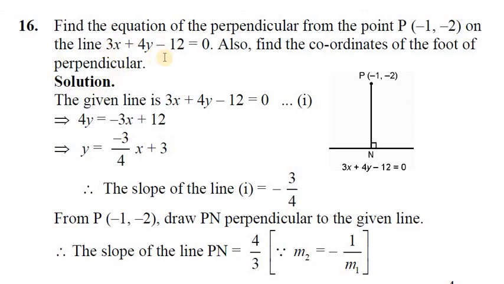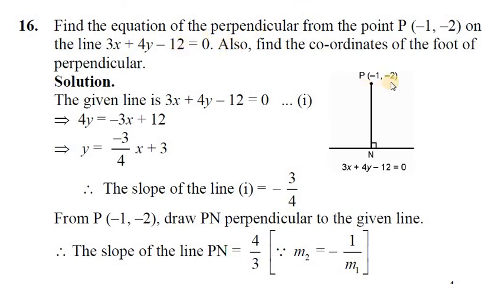Find the equation of the perpendicular from the point P(-1, -2) on the line 3x + 4y - 12 = 0. Also find the coordinates of the foot of the perpendicular. In this context, we have to find the equation of perpendicular from a point to another line.